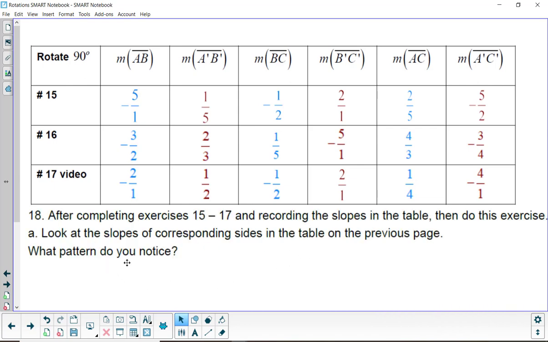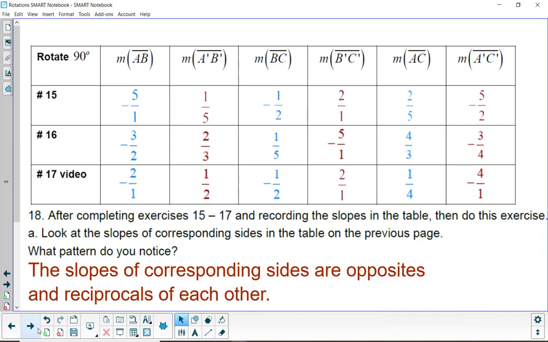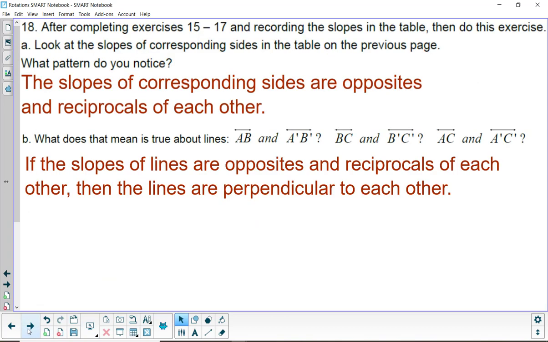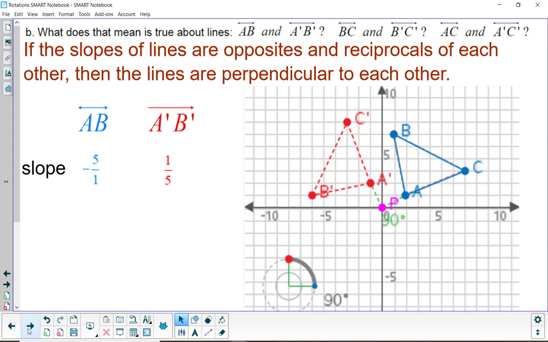So this is where we've been looking for patterns. What pattern do you notice in this table? And it turns out that the slopes of corresponding sides are opposite in sign in each case, and they are also reciprocals of one another in each case. Opposites and reciprocals. So for example here, what's that mean?